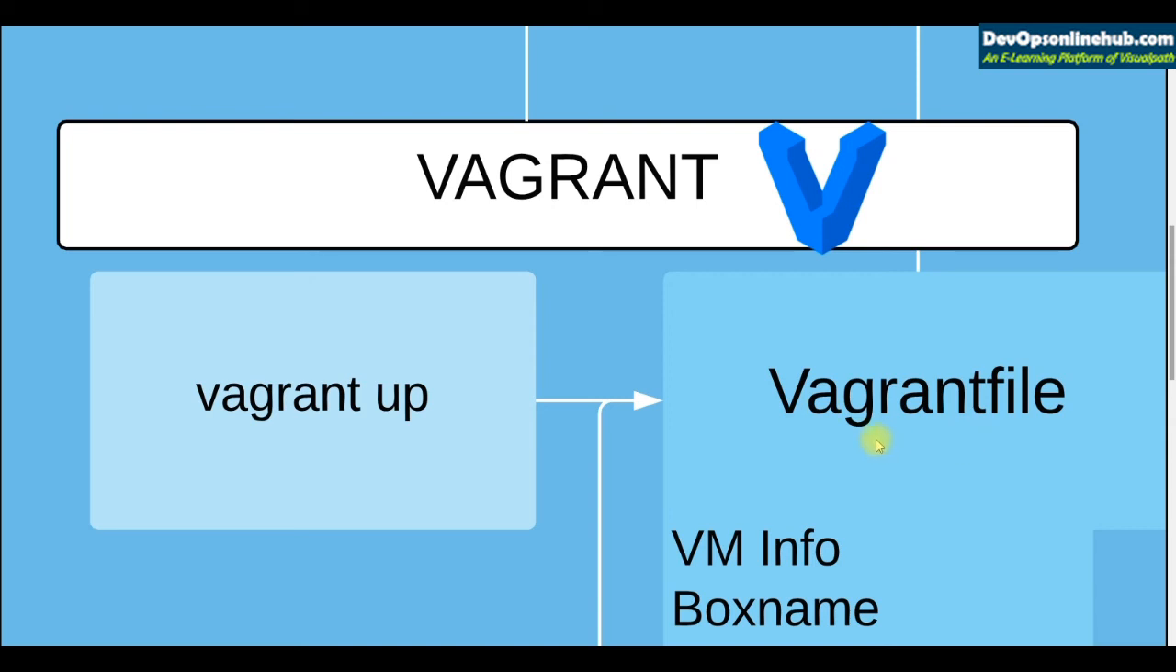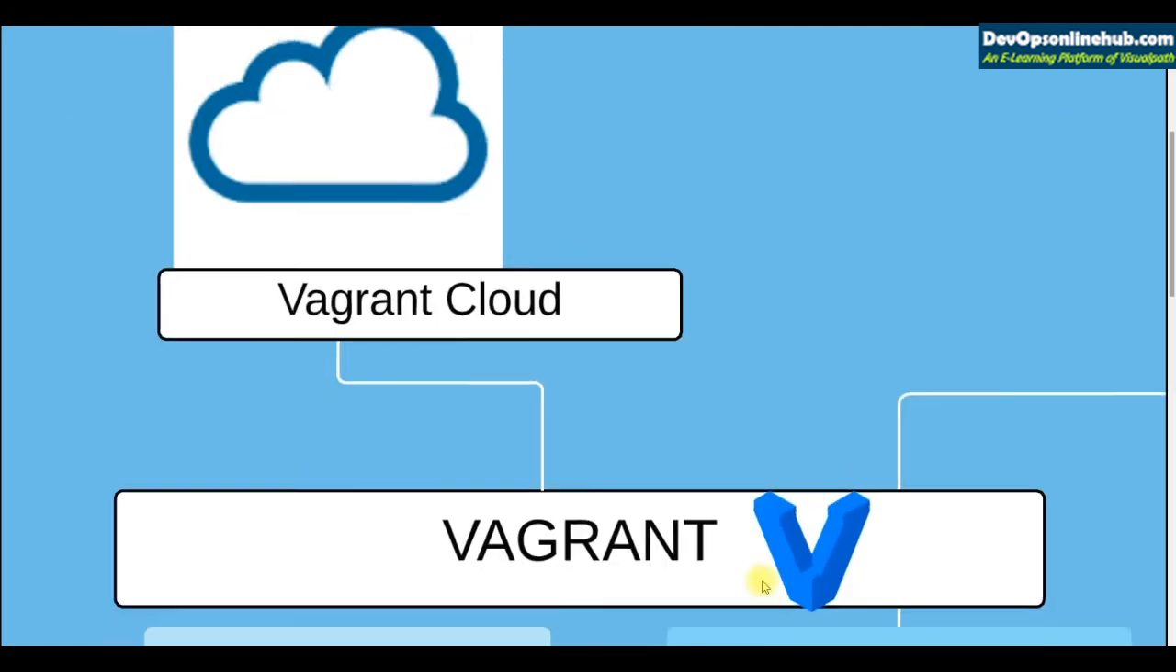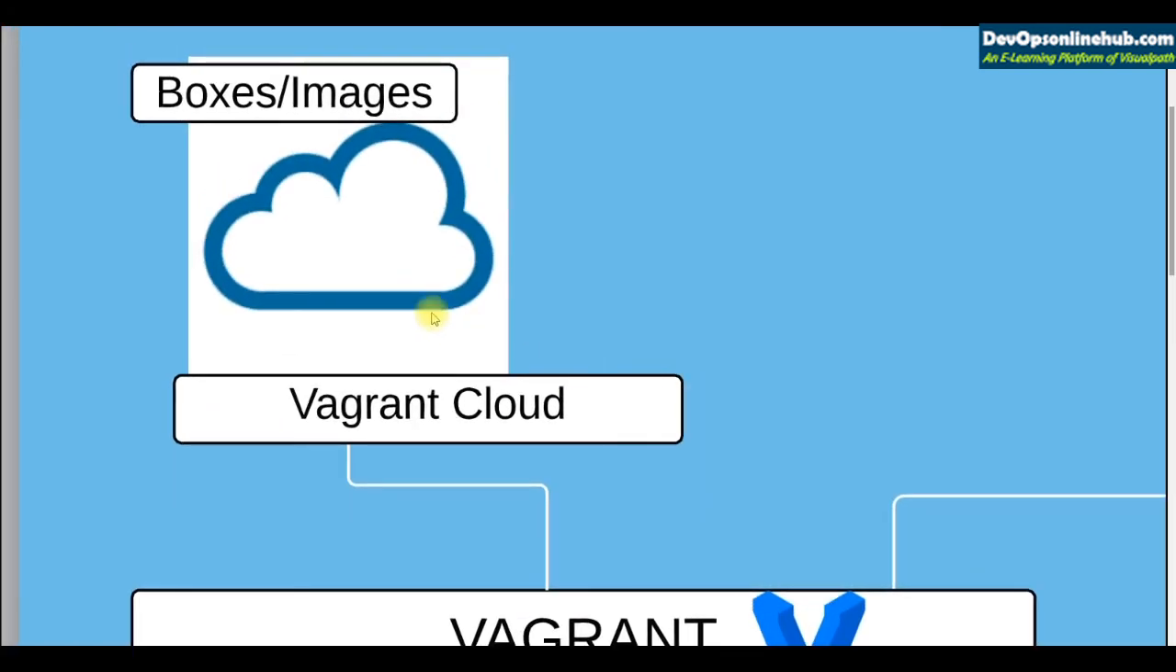This file will have information about your VM, like the box name. What box name do you need? And then you have Vagrant commands like vagrant up. So when you issue the command vagrant up, Vagrant will read your Vagrantfile, which will be located in your directory, in your folder. It will look for a box name. And then it is going to go to Vagrant Cloud to look for that box. But before it goes to Vagrant Cloud, it will look for that box on your local machine, in your laptop.